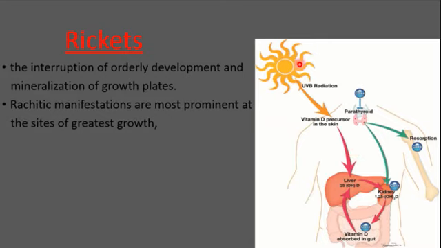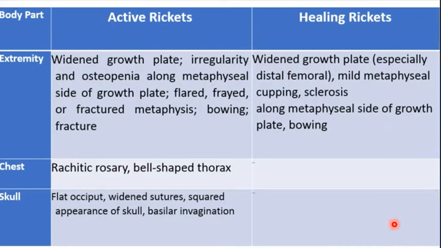This is the pathology of how rickets develops, involving vitamin D precursors in the skin and the liver, 1,25-dihydroxycholecalciferol, and then the change. I'm not going into this detail because we want to concentrate on the radiological findings.